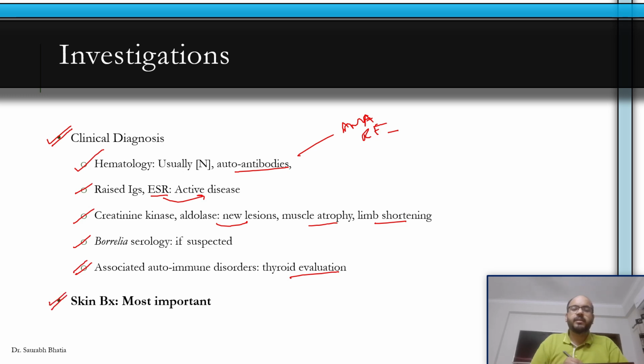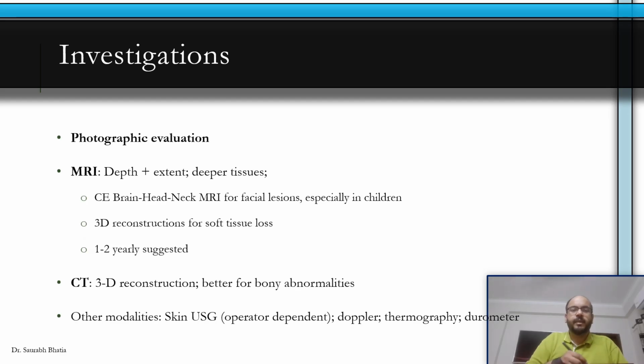The most important investigation is skin biopsy, mostly at the inflammatory edge. So you can look at the level of inflammation. If the disease is stopped, you may look at the sclerosis to look at the depth of involvement. I will not go into details of skin biopsy because we have discussed histopathology while discussing plaque morphea. Important investigations also include photographic evaluation. You need to click a photograph.